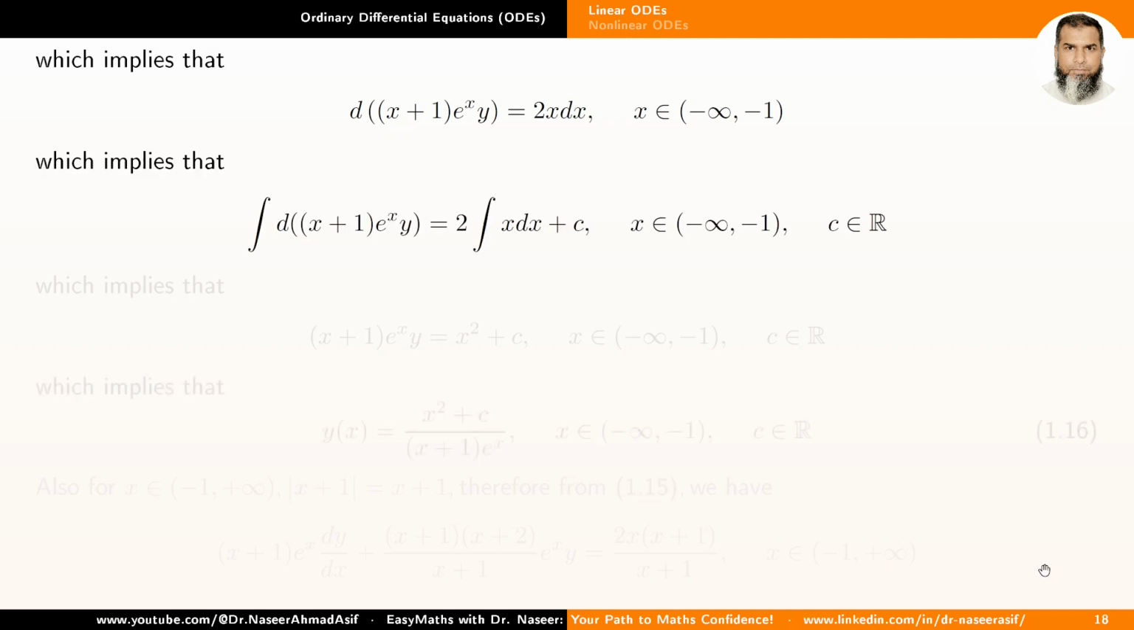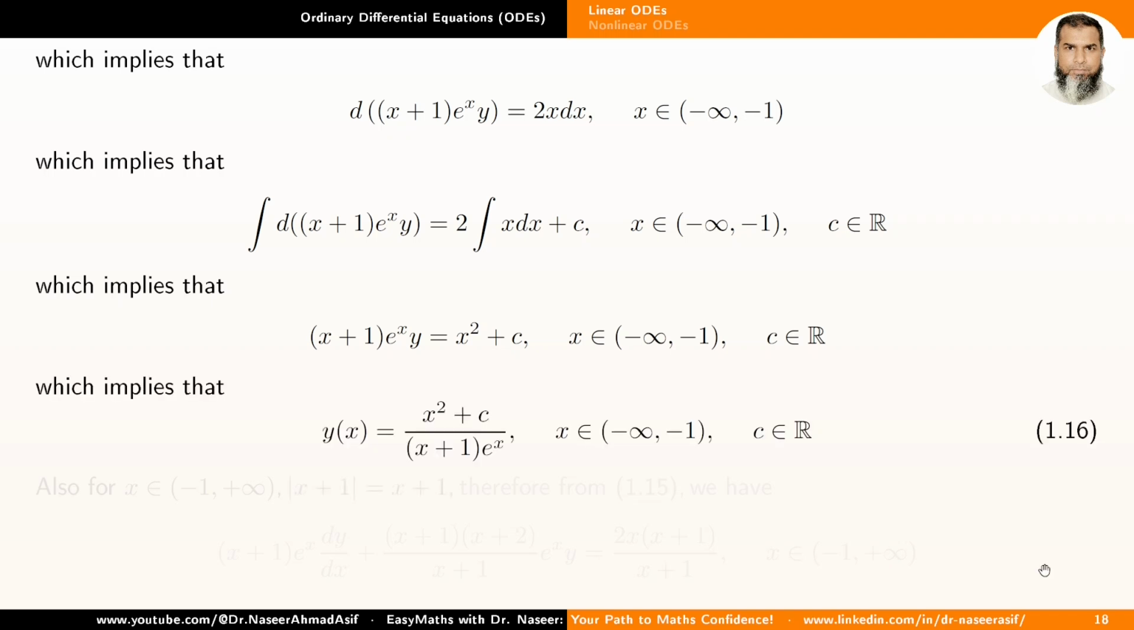Now taking the integral, we have integral of d((x+1) e^x y) = 2 integral of x dx + c, where x in (-infinity, -1) and c is an arbitrary constant. So we have (x+1) e^x y = x^2 + c, where x belongs to (-infinity, -1) and c is an arbitrary constant. Now dividing this by (x+1) e^x, we have y(x) = (x^2 + c)/((x+1) e^x), where x belongs to (-infinity, -1) and c is an arbitrary constant.